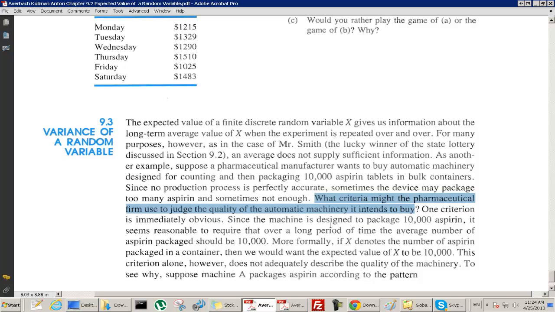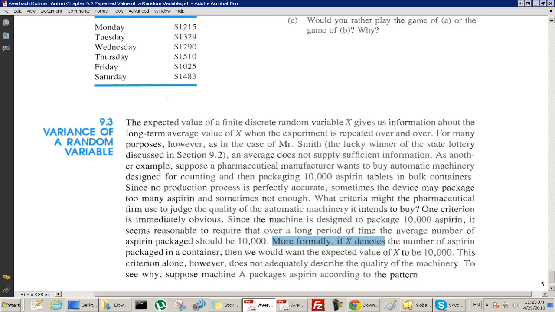One criterion is immediately obvious. Since the machine is designed to package 10,000 aspirin, it seems reasonable to require that over a long period of time, the average number of aspirin packaged should be 10,000. If it's not close to 10,000, then maybe that machine is not so good for their purposes. More formally, if x denotes the number of aspirin packaged in a container, then we would want the expected value of x to be 10,000 or close to 10,000. This criterion alone, however, does not adequately describe the quality of the machinery.